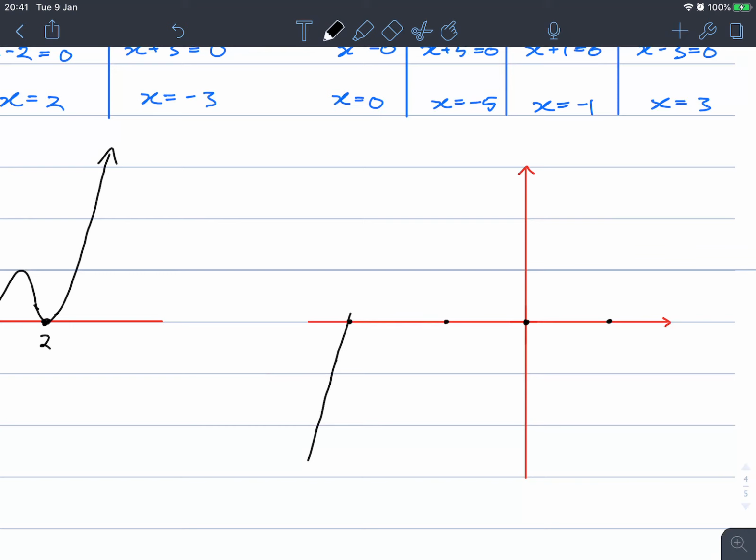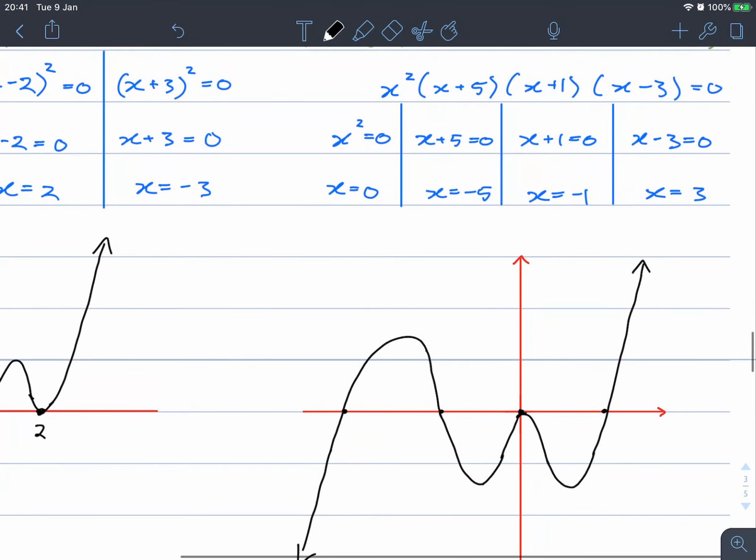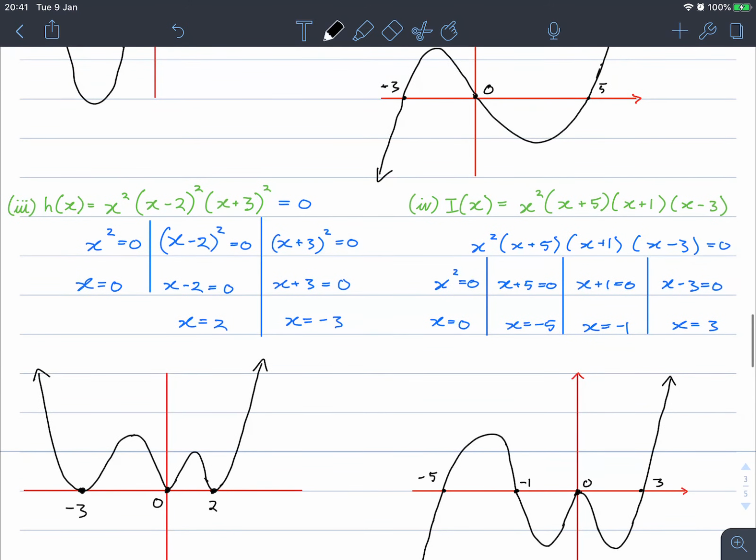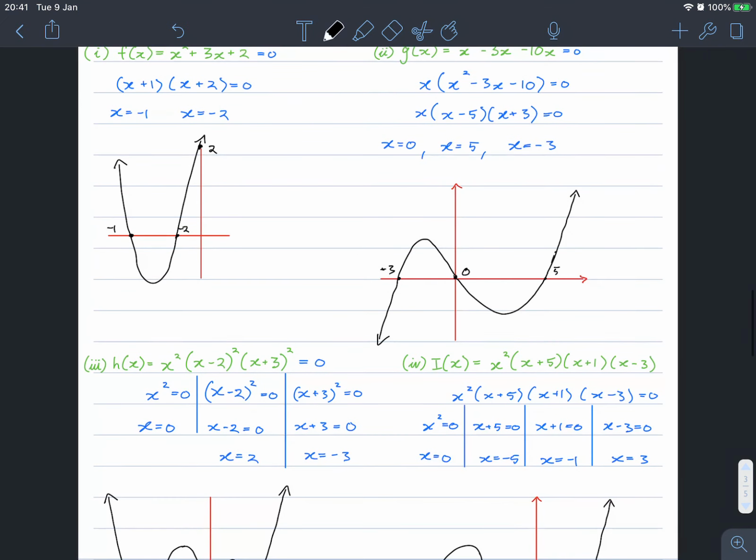So it should look something like so. Here's x equals 0. It should only touch this point, like this, and then back around, indicating our points here. This is negative 5, negative 1, 0, and 3. So I hope that gave you an insight into using the properties of polynomials to do basic sketches of what they might look like.